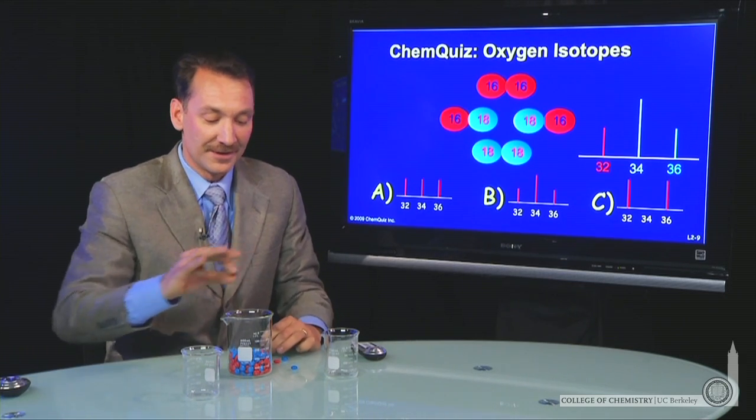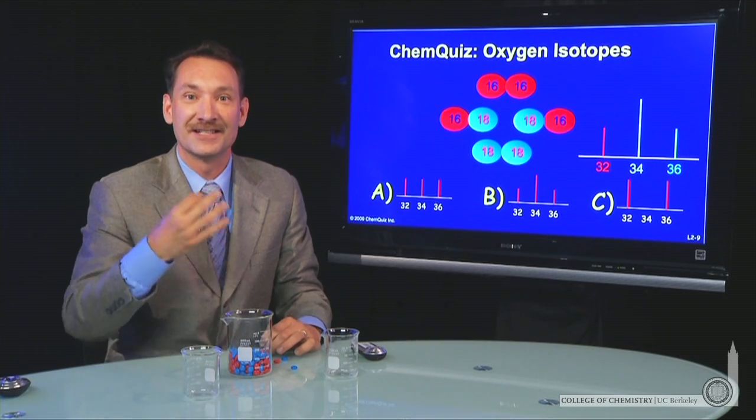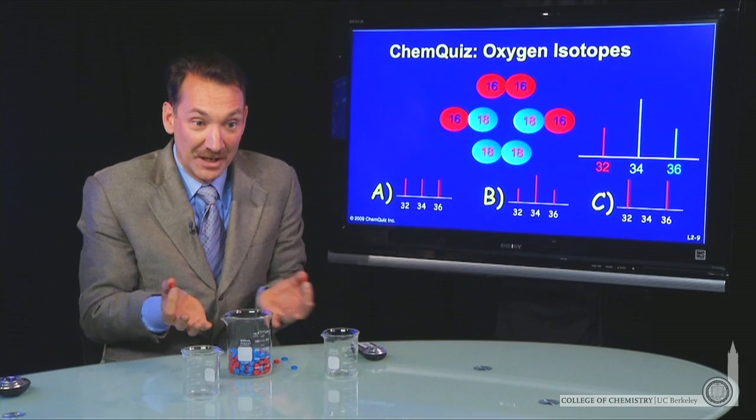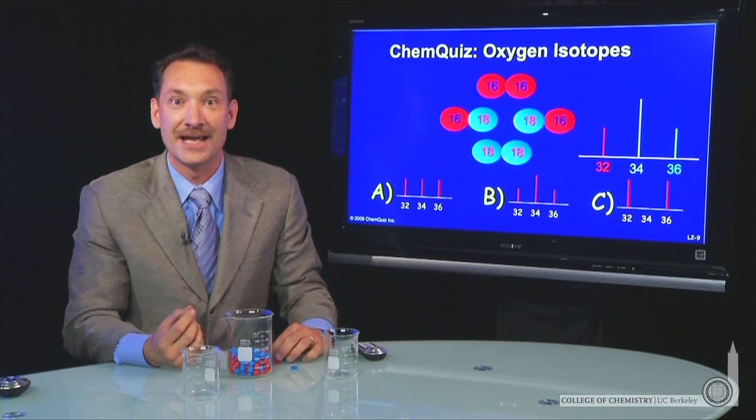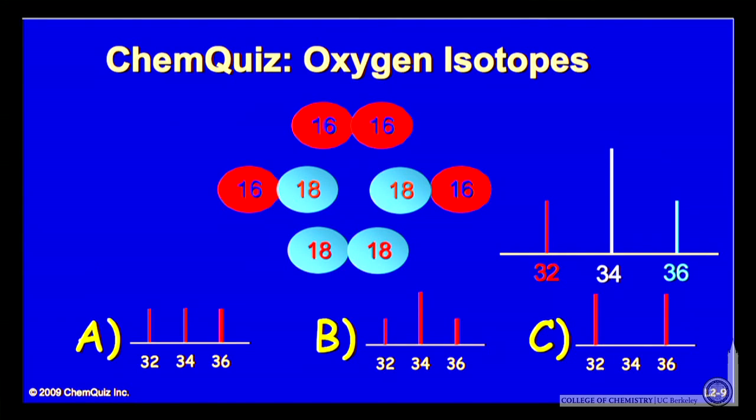So this physical example is exactly like the molecular example of oxygen forming out of oxygen 16 and oxygen 18 isotopes. The correct answer is it's twice as likely that the 16-18 combination occurs.